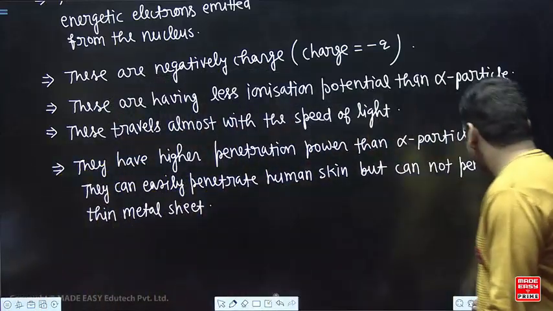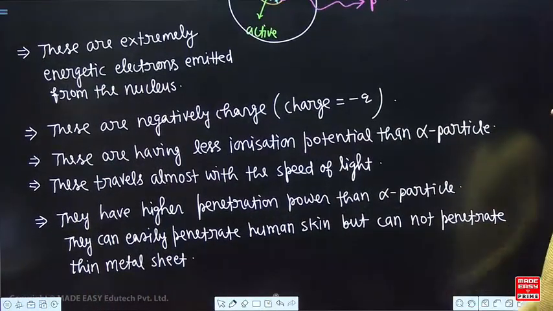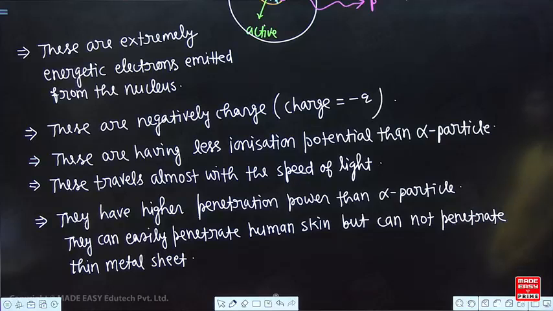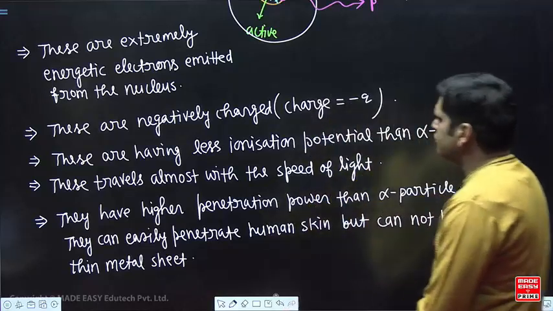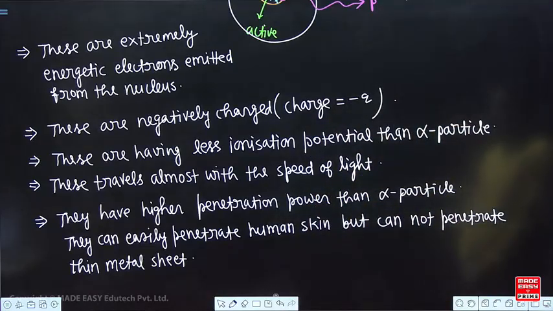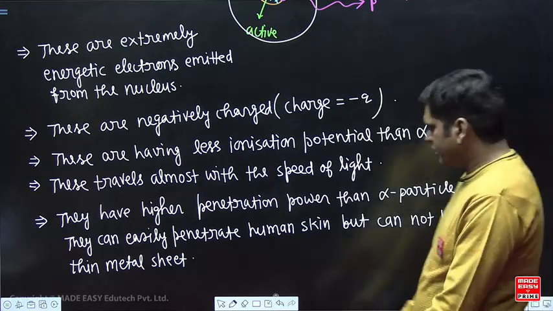This is all about the beta particles. These are extremely energetic electrons emitted from the nucleus. These are negatively charged. Charge is minus q. These are having less ionization potential than alpha particle. These travel almost with the speed of light. They have higher penetration power than alpha particle. They can easily penetrate human skin, but cannot penetrate thin metal sheet.